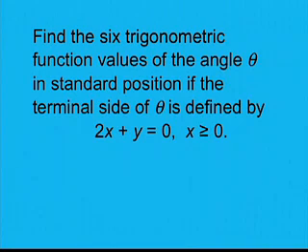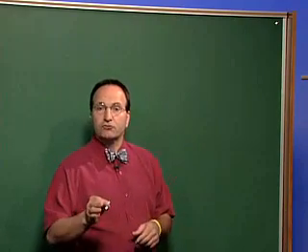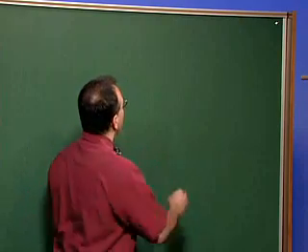Let's use the 6 trigonometric functions to do an example where we find those values. Find the 6 trigonometric function values of the angle theta in standard position if the terminal side of theta is defined by the equation 2x plus y equals 0, where x is greater than or equal to 0. So to do this problem, let's draw a graph that represents that equation.